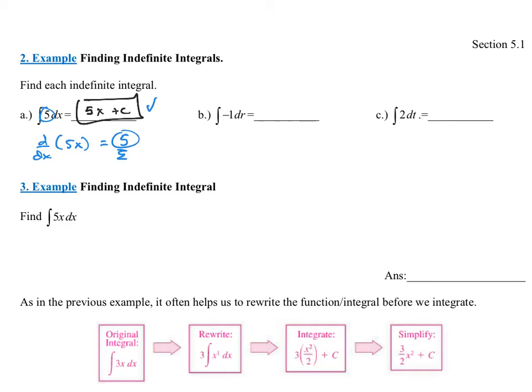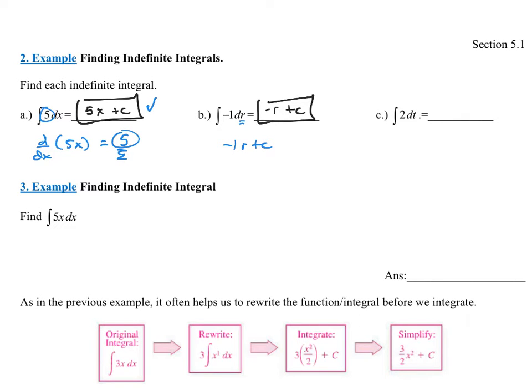Okay, let's try the next one. What's the indefinite integral of -1 dr? I want you to notice that here it's with respect to r. So what would it be? Well, it would be -1 times r plus c, but I do want to simplify that. Never put the -1 in front with multiplication. So the answer would be -r plus c. Remember, -1 times r is just -r. That's the simplified version, and we always need simplified answers.